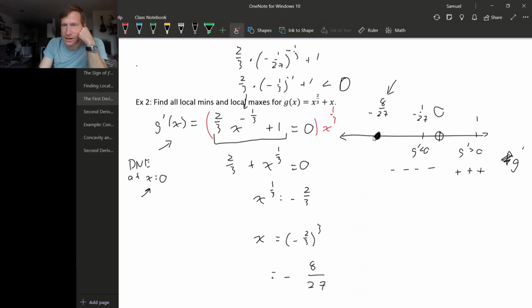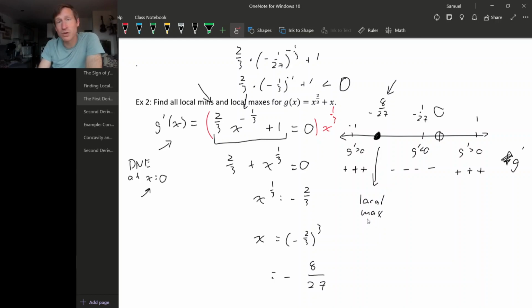And then to the left, well, how about minus 1? If we plug minus 1 into this derivative, we're going to get negative 2/3 plus 1, and that's positive. So here the derivative is positive. All right. Now, remember, for local maxes, we're looking for where the derivative changes from positive to negative, and that happens right here. So this is a local max.